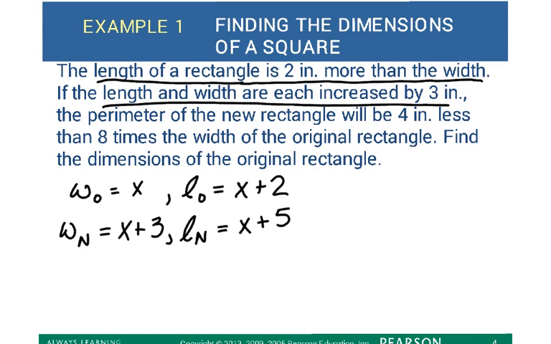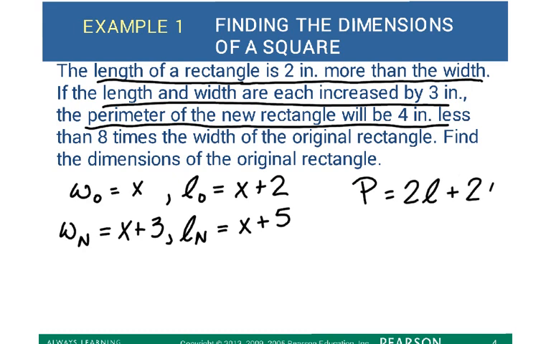Okay, now that we have our new width and new length to go along with our perimeter of our new rectangle. So it says perimeter of our new rectangle will be 4 inches less than 8 times the width of the original rectangle. So what I'm going to do here is use our perimeter formula. Our perimeter is equal to 2 times the length plus 2 times the width.